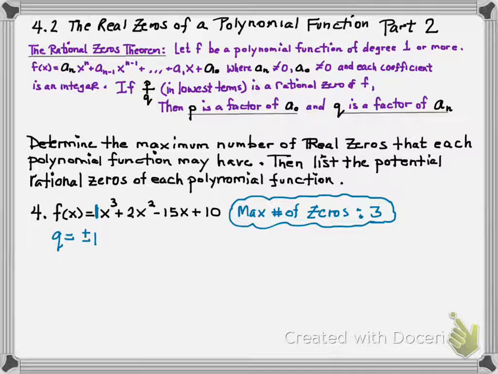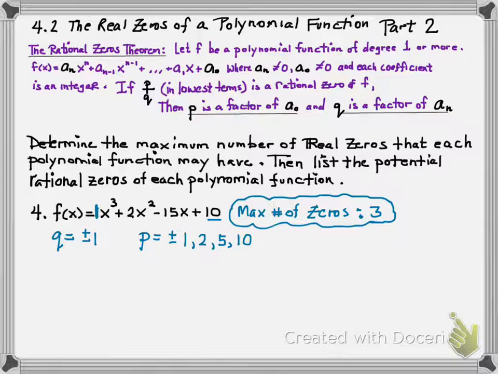Now the letter P is going to represent all the factors of the constant at the very end, and that's your 10 over here. So all of the factors of 10, we're going to use, again, plus or minus. 1 is a factor of 10, 2 is a factor of 10, 5, and 10. So that's how we're going to start this out.